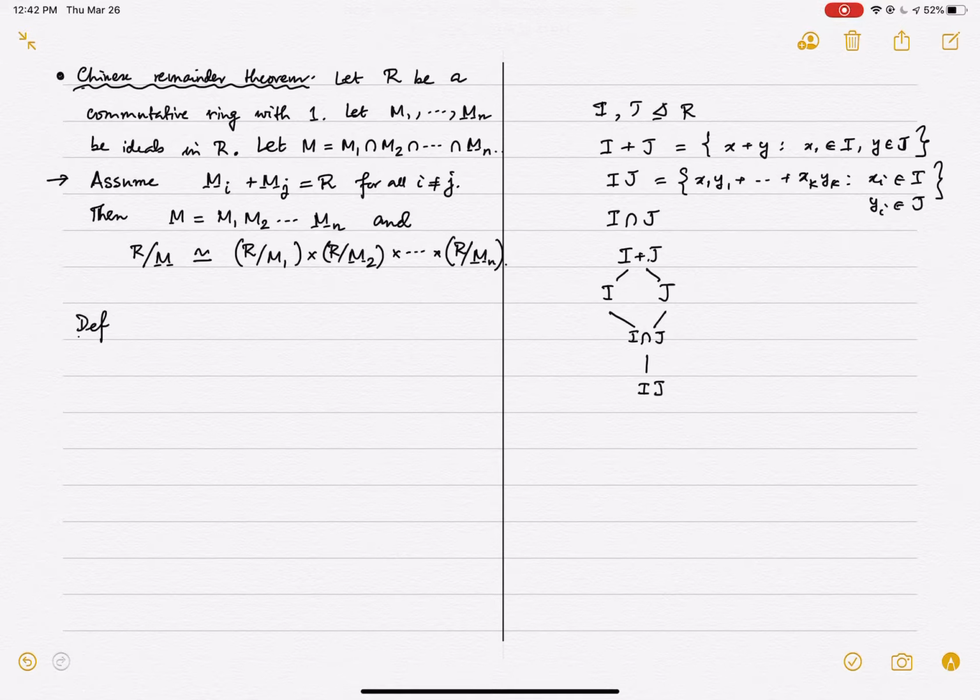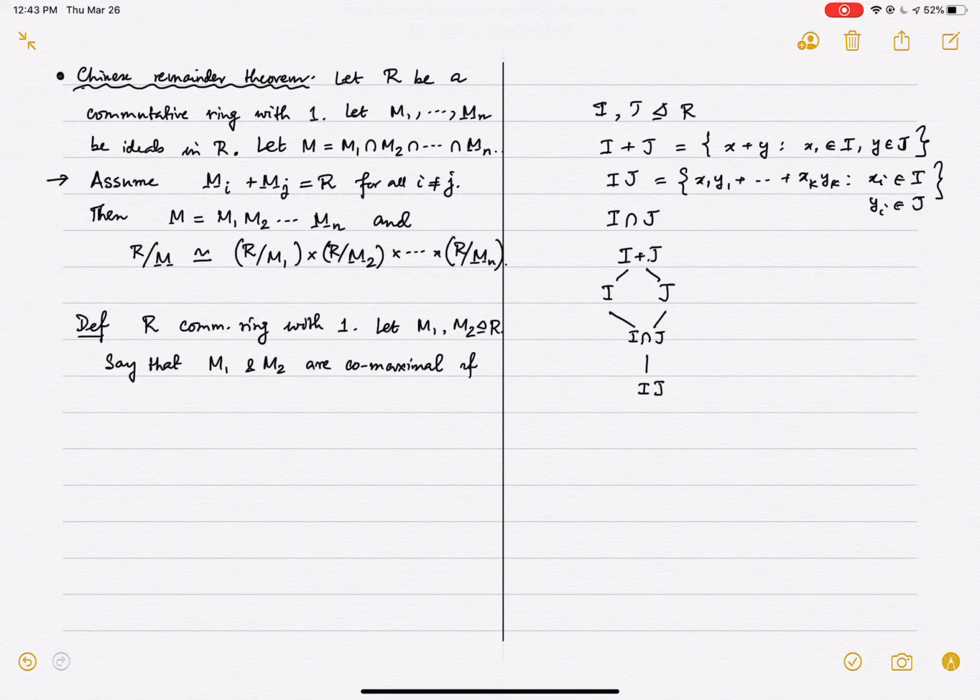So we need a definition. Again, R is a commutative ring with 1. And let m1 and m2 be ideals. Say that m1 and m2 are co-maximal, sometimes also called co-prime, if m1 plus m2 is R.